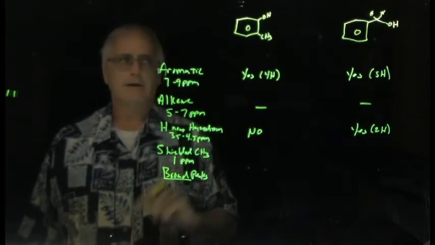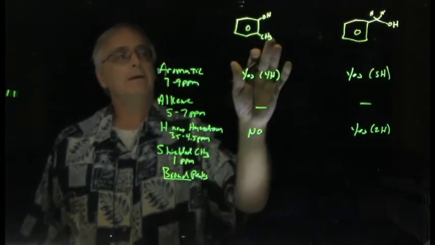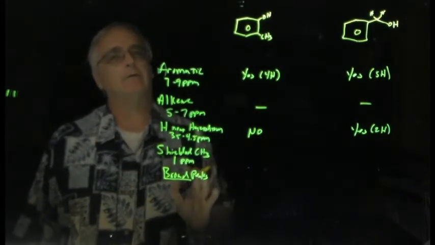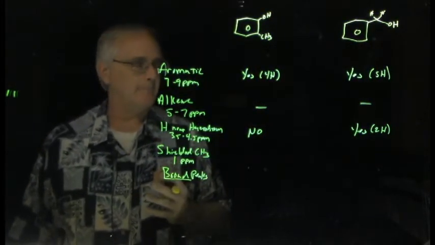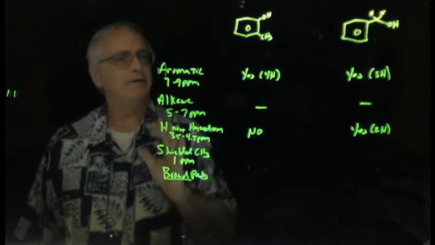Shielded methyl groups. Frankly, neither one of them has a shielded methyl group. This one doesn't have a methyl group at all. This one does, but it is on an aromatic ring, and that tends to move the chemical shift closer to the region of 2 ppm or slightly higher, and that's a very nice chemical shift to look at, but it is a crowded region.